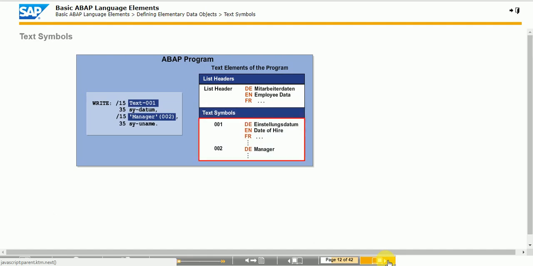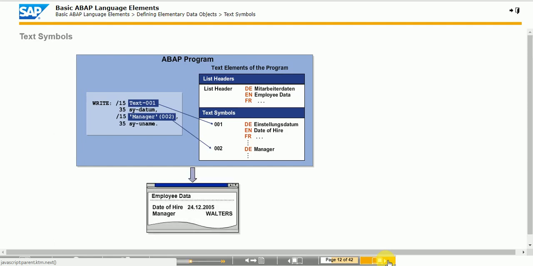Each text symbol is used in the particular program to which it belongs. These symbols are stored outside the source code in their own repository object, the text pool for the program. Text symbols can be translated into various languages, and each of them is stored with a language indicator in the text pool, as shown in the figure. If the program accesses a text symbol when it is executed, the system takes account of the logon language of the user and supplies the text in this language.